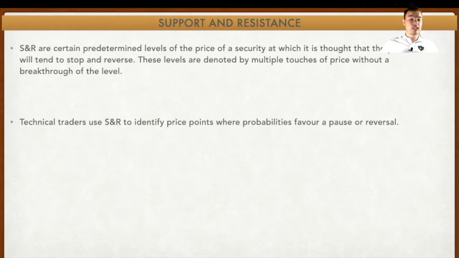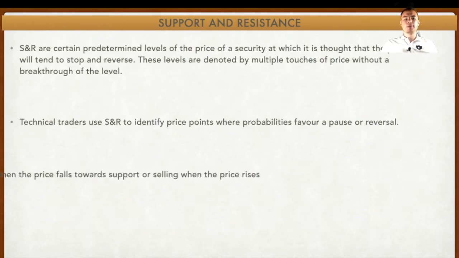Like I said, technical traders use support and resistance to identify price points where probabilities favor a pause or reversal. If price pushed up and then came down and hit support, most likely it's going to continue going up. So that's one confirmation. Then you've got your market structure confirmation: it made a higher low. Then you've got your Fibonacci confirmation: it's 61.8%. So support and resistance is another confirmation to determine where price would reach.